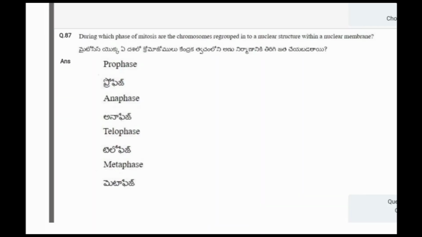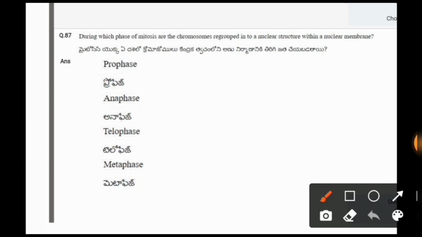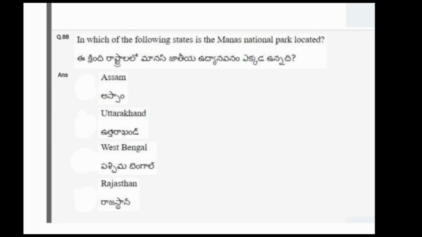During which phase of mitosis are chromosomes regrouped into a nuclear structure within a nuclear membrane? The options are prophase, anaphase, telophase and metaphase. The correct option is telophase. Let's see the next question.